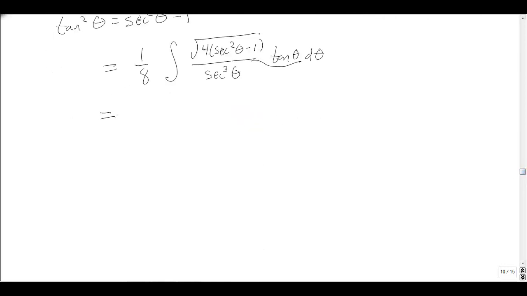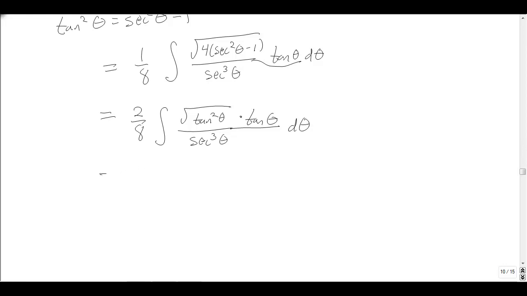I can pull the square root of 4 out. That's going to be a 2 once you do the square root. So 2/8 will turn into a 4th. Then we have the square root of secant squared theta minus 1. That was our tangent squared theta, over secant cubed theta. I'm going to multiply that. Let's just put this up in the numerator, tangent theta d theta.